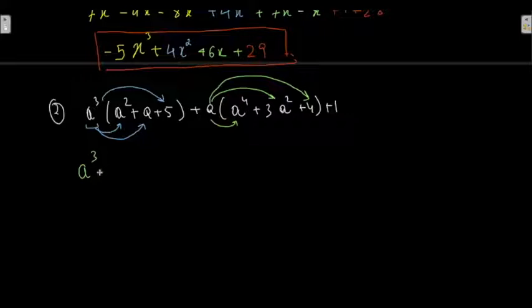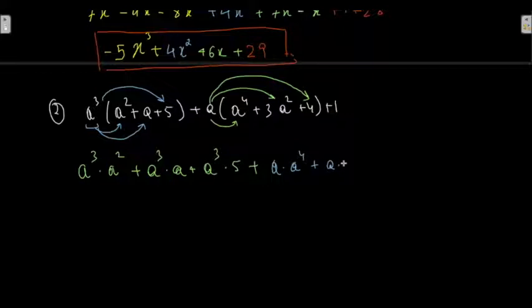A raised to the power 3 into a raised to the power 2 plus a raised to the power 3 into a plus a raised to the power 3 into 5. So one bracket we have opened. Let's open the other bracket. So a into a raised to the power 4 plus a into 3a raised to the power 2 plus a into 4 plus 1.